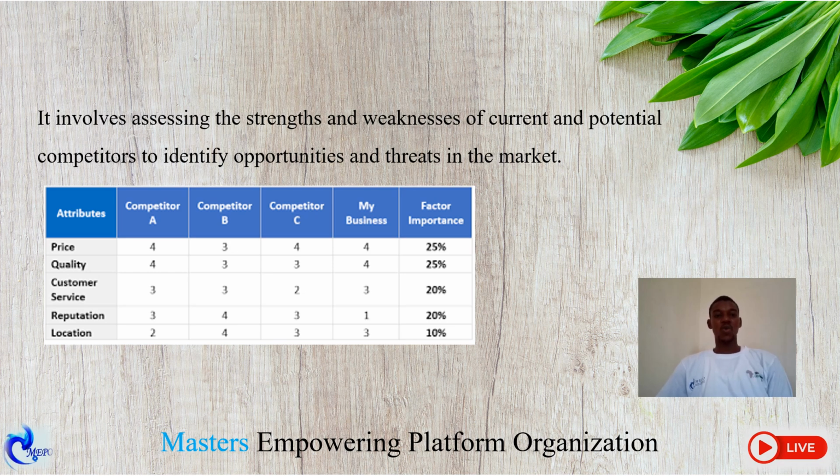First of all, you need to look at the policy, the quality, and the customers and the service, and also the reductions and the locations of your business. And in part A, we have seen the competitor, and in part B, we see the competitor also, and in part C, the competitor, and also my business and the factor of the importance.